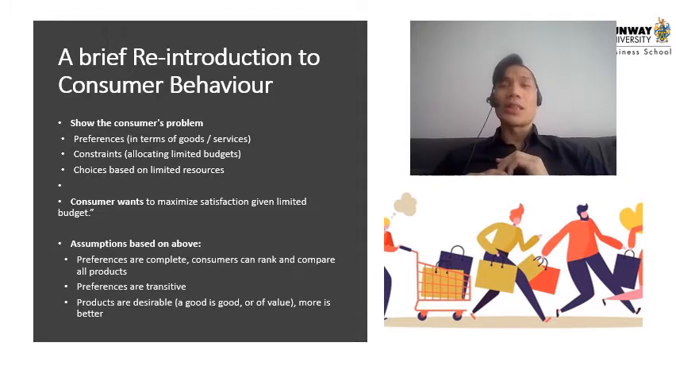The assumptions are that preferences are complete, and consumers can rank and compare all the products, so that we know how one brand stacks up against another brand in terms of preference. And preferences are transitive, which means that if I prefer one brand, then I may look at another brand and I might change my answer. The products are desirable: a good is good or of value, and more is better.